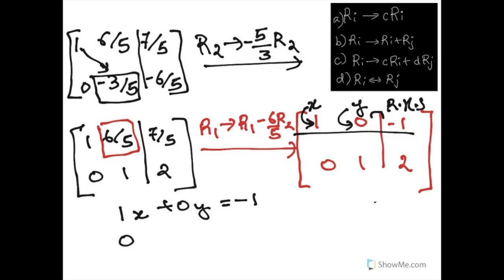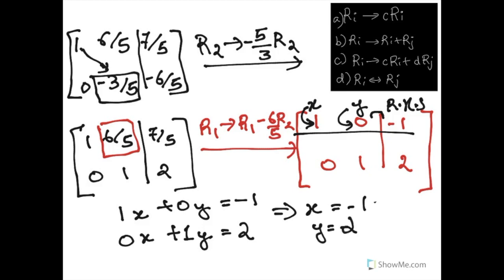And we have 0x plus 1y is equal to 2. Simply, we got the root of the equation, which is x is equal to negative 1 and y is equal to 2. Which means that this linear system of equations intersects at negative 1, 2.